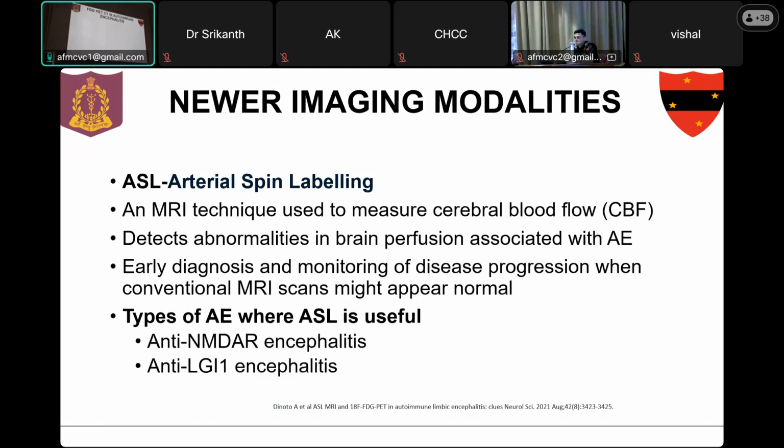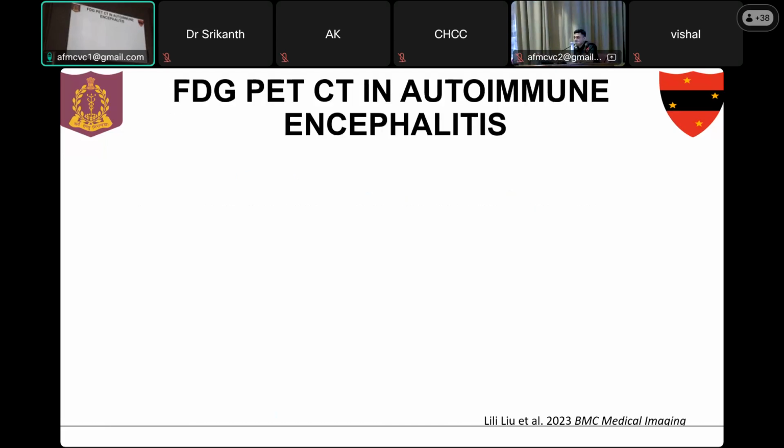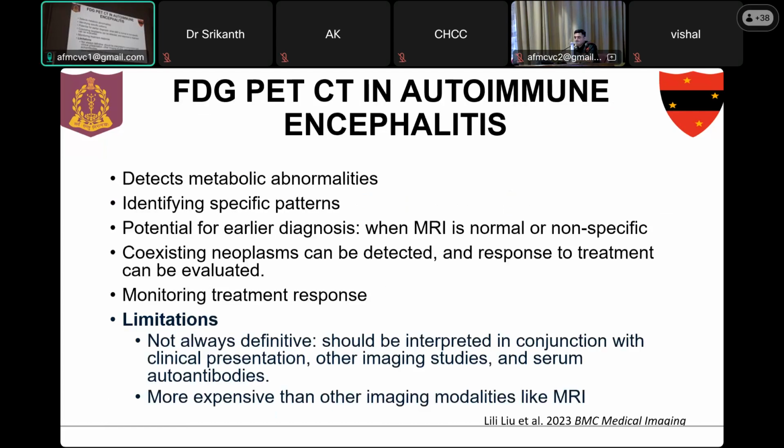Next. So now there is a role of FDG PET CT in autoimmune encephalitis. It detects the metabolic abnormalities. There are specific patterns which are associated with specific types of autoimmune encephalitis. And it is useful in the sense that coexisting neoplasms can be detected and response to treatment can be evaluated. But the limitation is that it should always be interpreted in conjunction with clinical presentation, other imaging studies, and serum autoantibodies. And it is considerably more expensive than other imaging modalities like MRI.